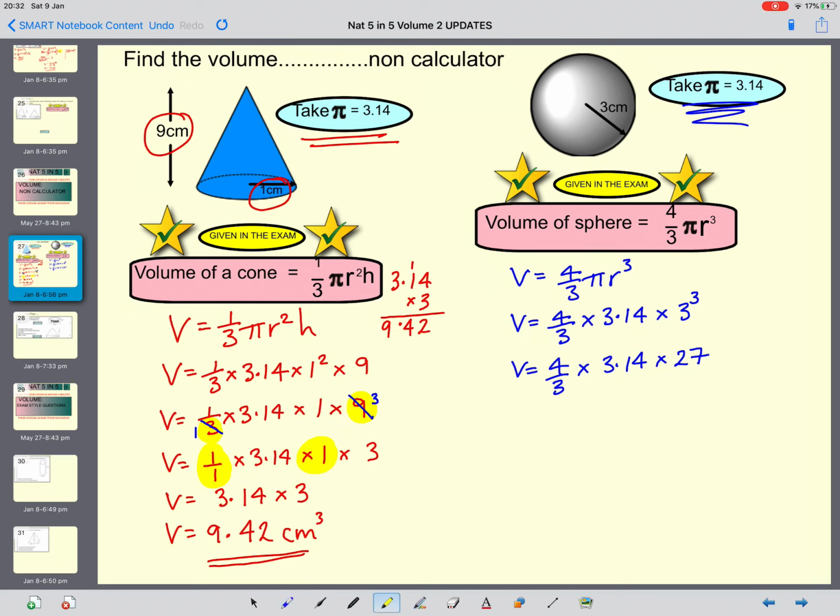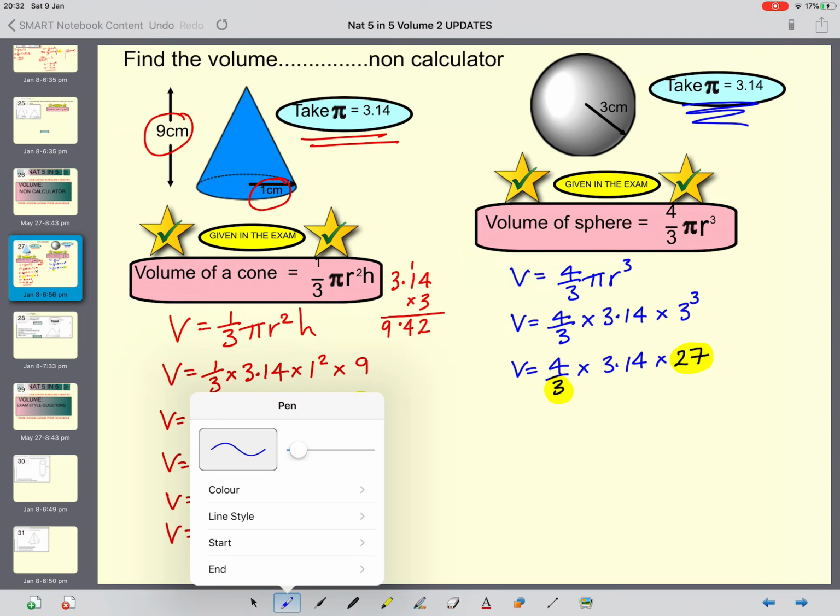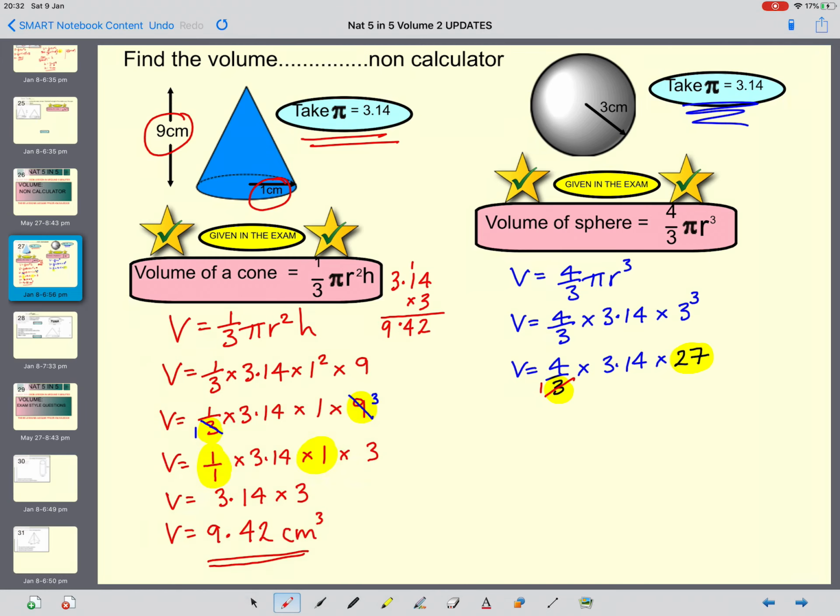Again, very similar to the last one. We've got a 4/3 here, and this 3 on the bottom really means divide by 3. What number here would divide by 3 nicely? And again, it's this number at the end here, this 27. So if I divide by 3, 3 into 3 goes once, 3 into 27 goes 9 times. So I'm left with 4 over 1, which is just 4, multiplied by 3.14 multiplied by 9.